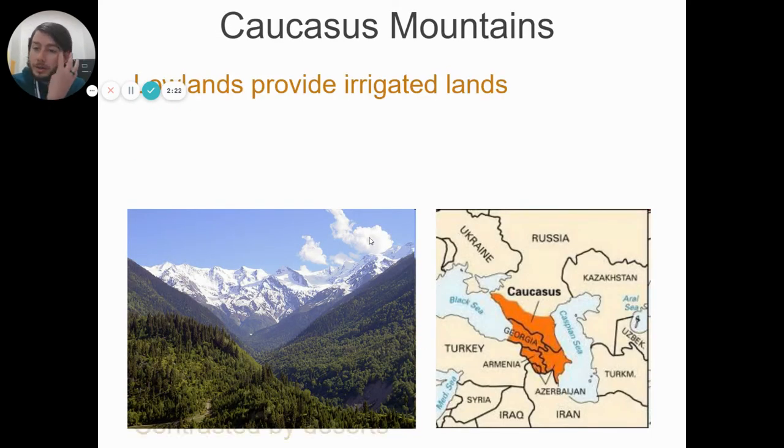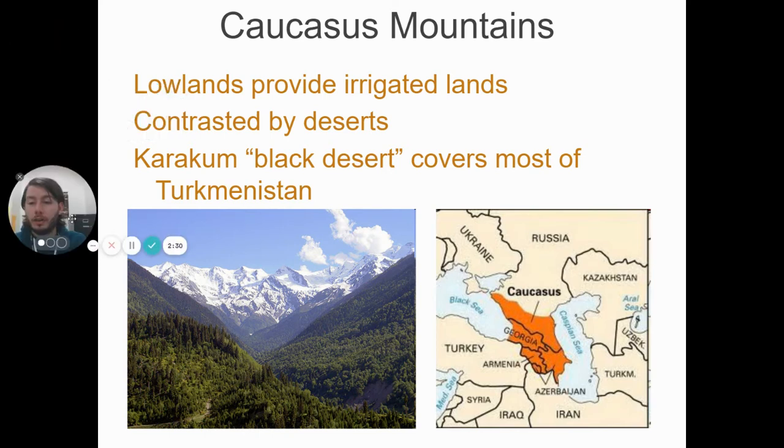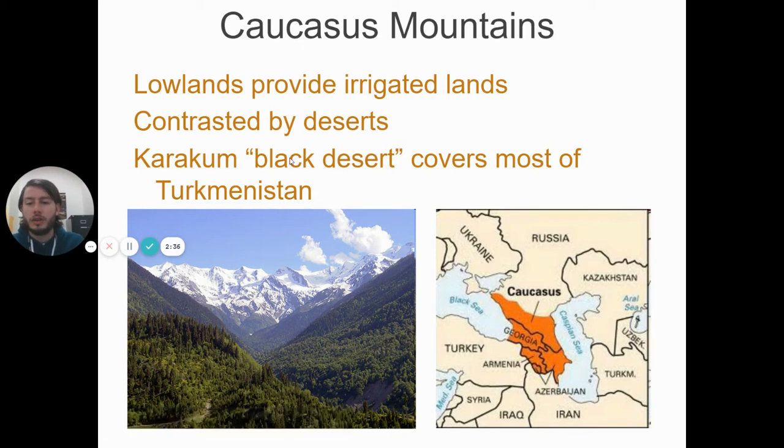Okay, the Caucasus Mountains. These are lowlands that provide irrigated lands, and they're contrasted by deserts. So you have lowlands that are good for farming because they have lots of water, and then you also have deserts in this region as well.